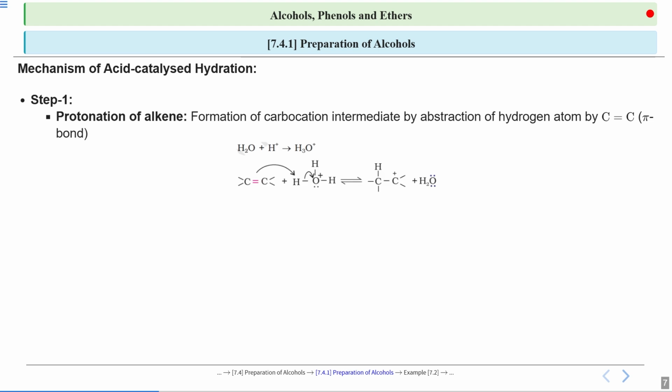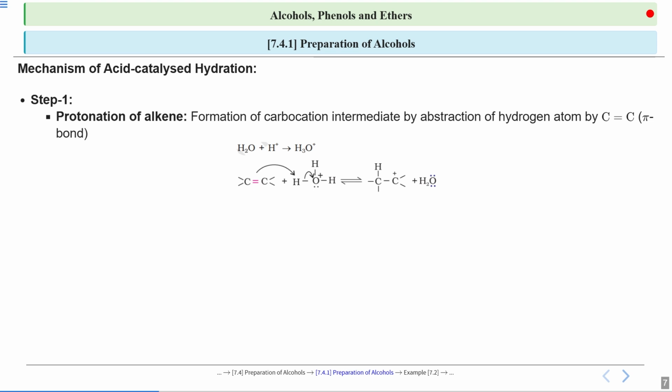What I am saying is, first of all, the water molecule will react with your acid catalyst and form a hydronium ion, H3O+. Then this H3O+ is going to react with your alkene to do step 1, that is protonation of alkene. Because oxygen has a positive charge, the C double bond C is going to abstract the hydrogen atom from the H3O+, and you will get a carbocation, because one of the double bonded carbons will get a hydrogen atom attached to it and the other will get a positive charge on it. So you will get a carbocation.